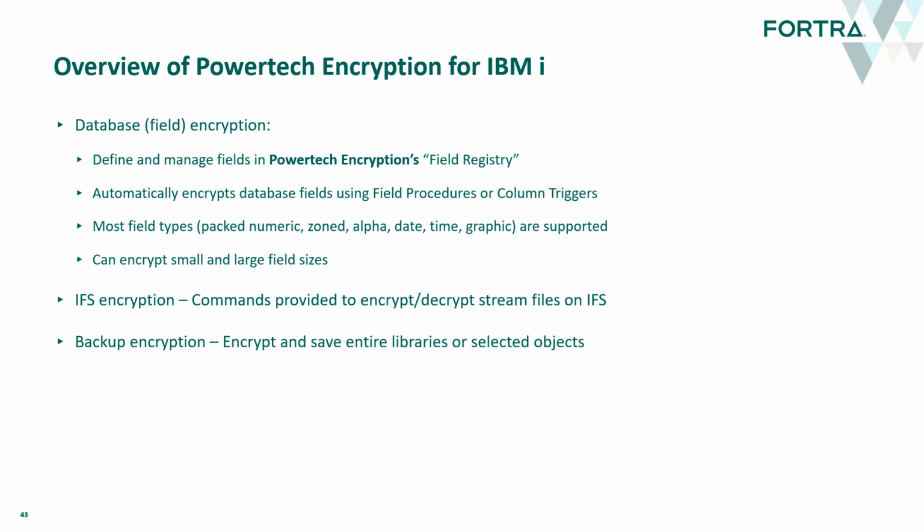The third type of encryption that you're going to get is backup encryption. So you're going to be able to encrypt and save entire libraries as well as selected objects. So allowing you to do those one-offs and save that in that encrypted state so that when you move it, it is protected when it's being transferred.